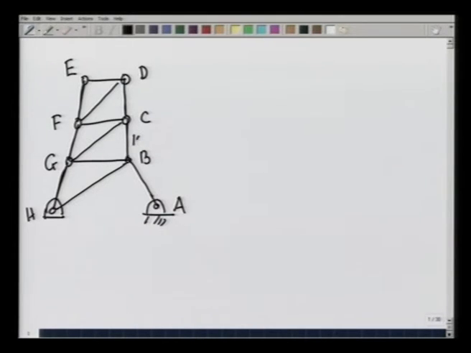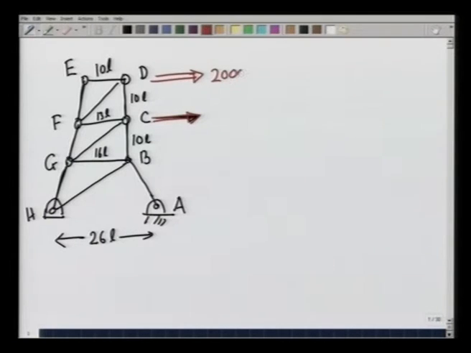This is 10 L in length. So is E D, 10 L. This is 13 L. F C is 13 L. G B is 16 L, and this length is 26 L. The truss is loaded at points, let me make this in red, at points C and D by 2000 newtons each.